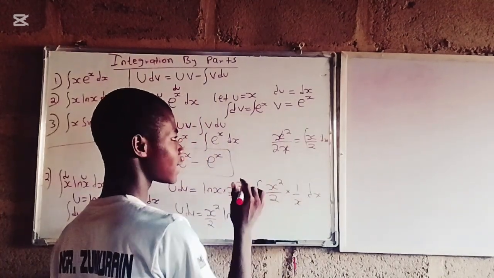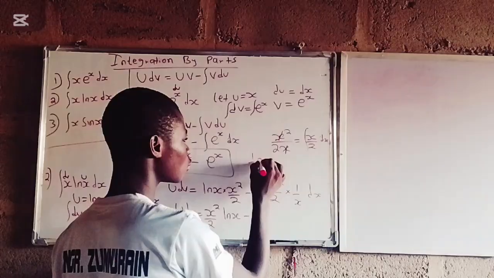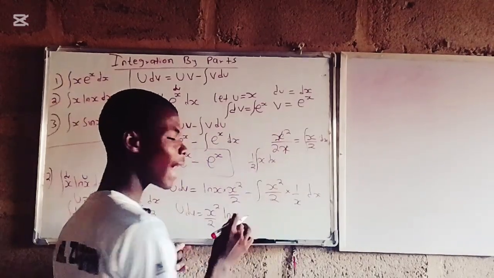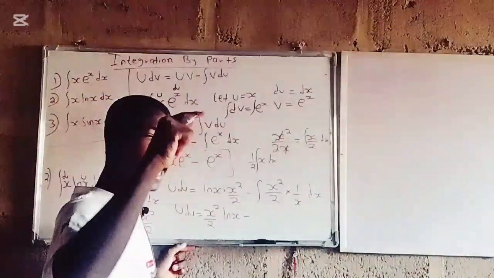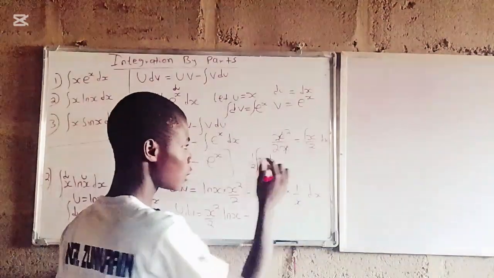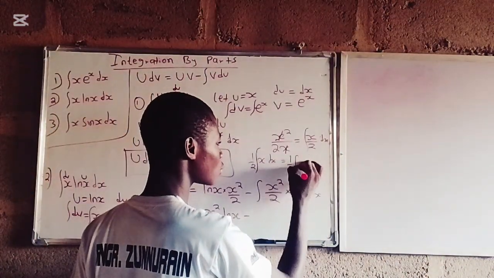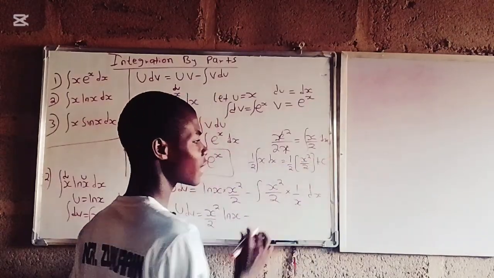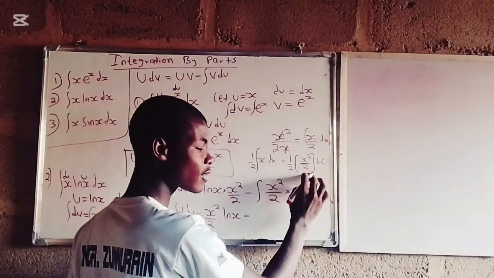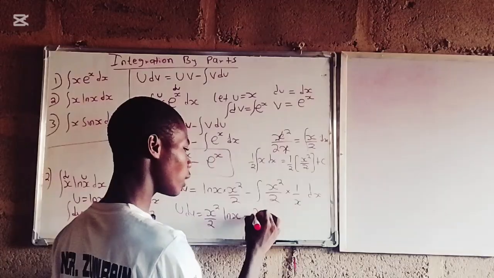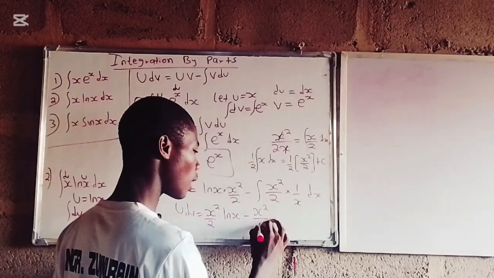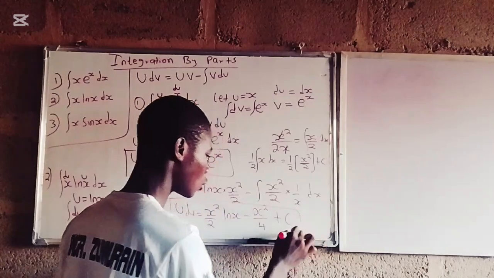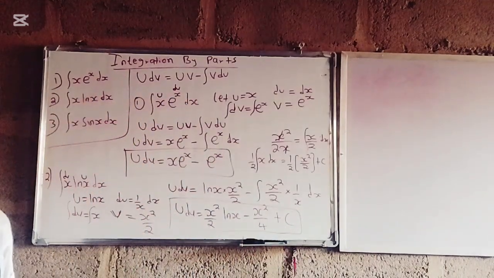So I have to integrate. I will say 1 over 2 of x dx. If I integrate x, I will end with x squared over 2. So I have 1 over 2 times x squared over 2 plus the constant of integration. 2 multiplied by 2 is 4. At the end, I will end with x squared over 4 plus c. So this is the final solution to this question.